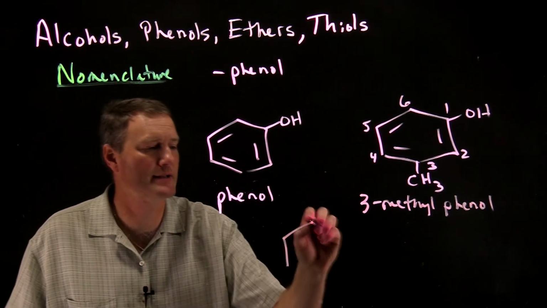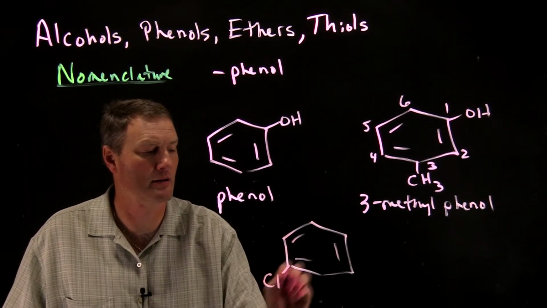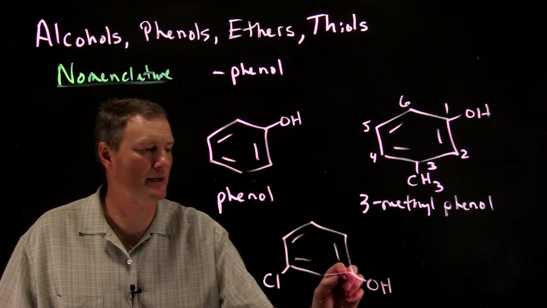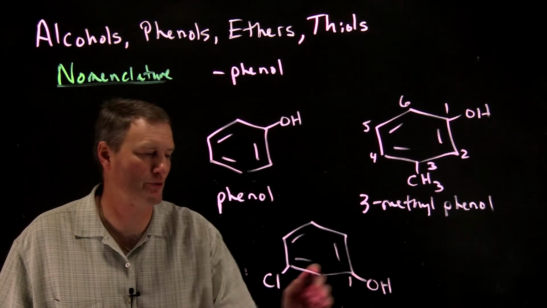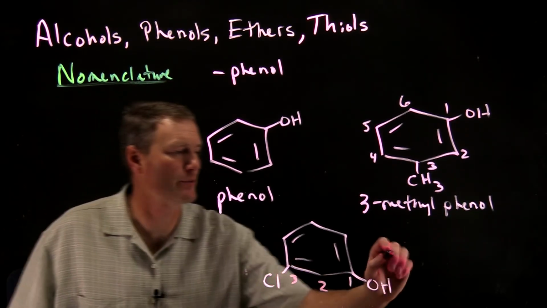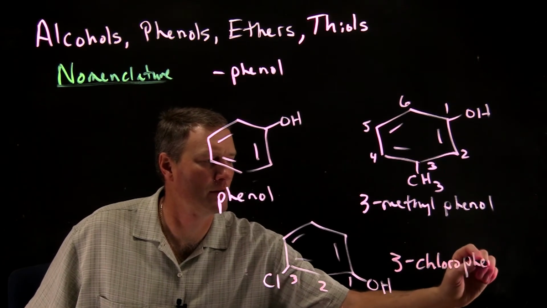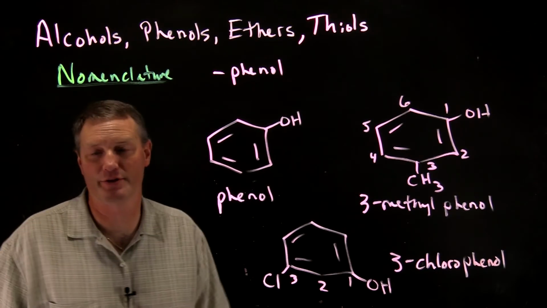Likewise, if I had a different substituent, let's use a halogen. Okay, so this compound, again, I would number my OH group. It's going to take priority over any halogen groups as well. This would be 3-chlorophenol. So that covers the basics of nomenclature of phenols.